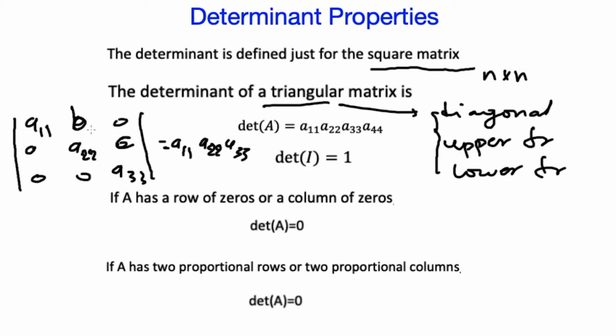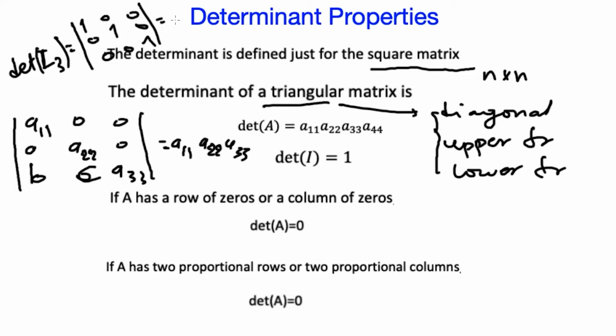And even if we have B here and C here, which is a lower triangular matrix, it will always be the same. And the determinant of the identity matrix, which is the diagonal matrix with ones, for example I3. Let me write it here. The det of I3 is equal to that of 1 0 0, 0 1 0, and 0 0 1, which equals 1 always, because 1 times 1 times 1 is 1.